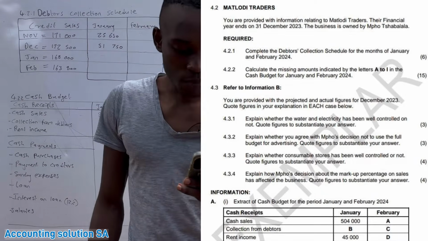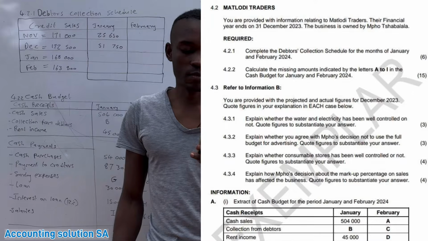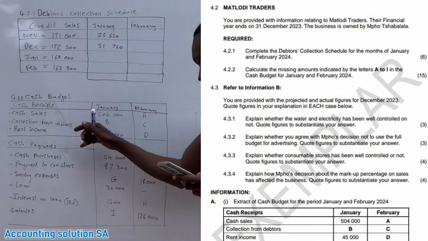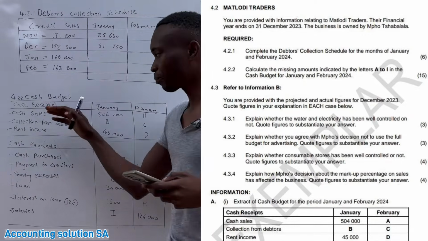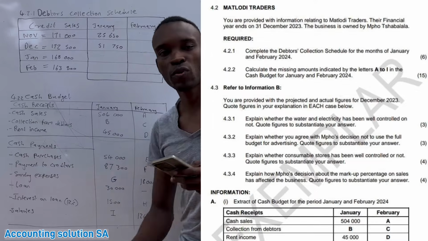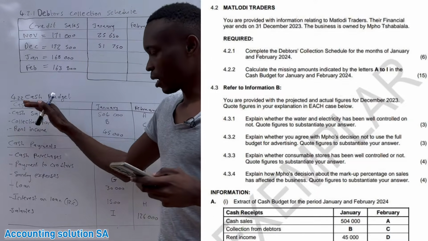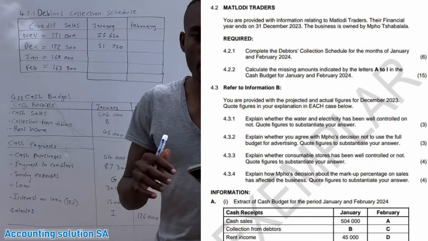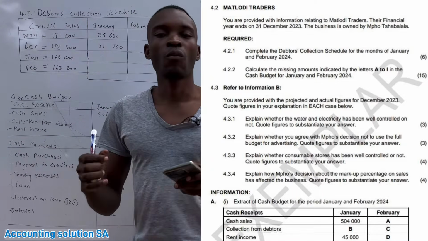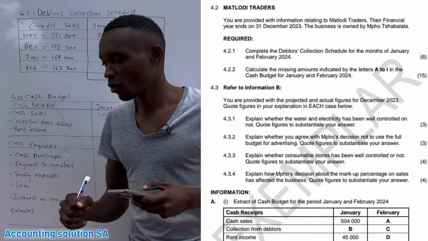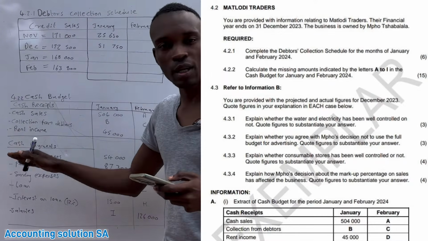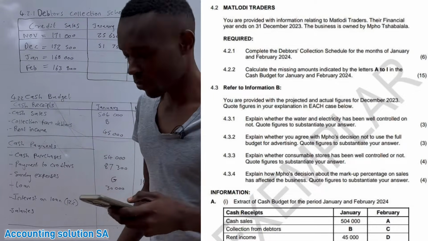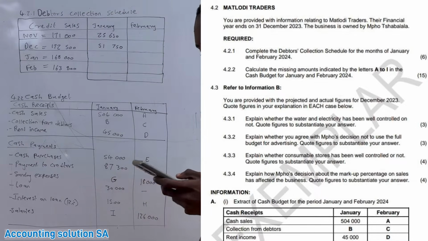Then 4.2.2: calculate the missing amount indicated by letter A to I in the cash budget for January and February. As you can see, we've been given the letters. So this is the format of the cash budget. You have to know it. We start with cash receipts and you list all income and cash payments. Please remember that in terms of a cash budget, we only include cash items. We don't include depreciation and bad debts here. They are not cash. We only include cash.